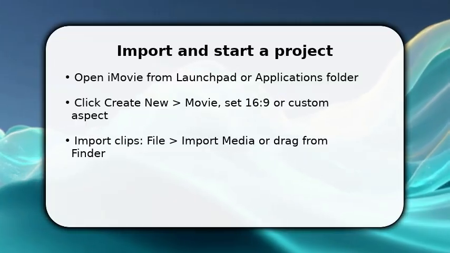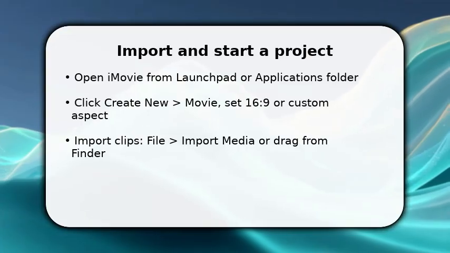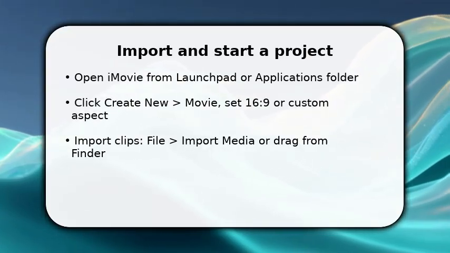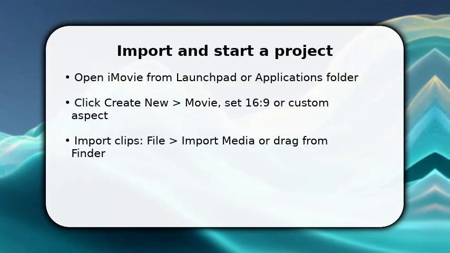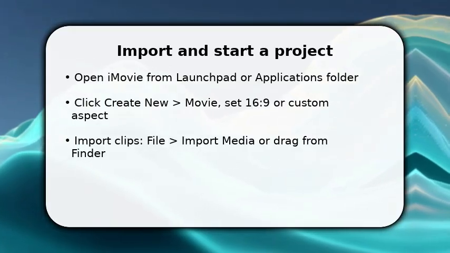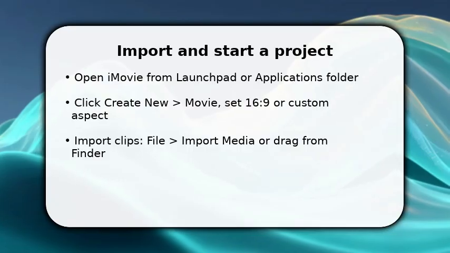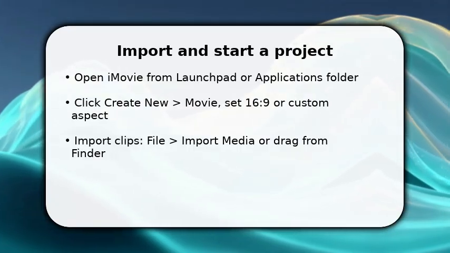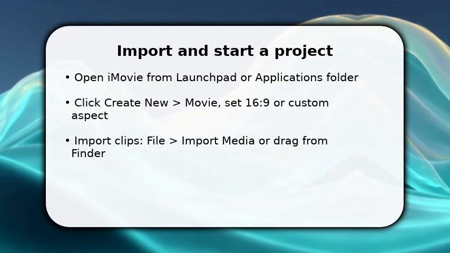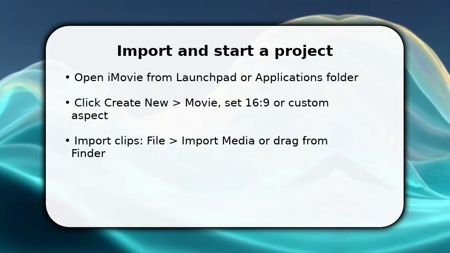You begin by creating a movie project and importing your footage so iMovie can manage files. Start a new movie, then drag clips from Finder or use Import Media. This keeps originals safe while iMovie creates optimized copies. Once clips are in the library, skim and mark favorites or splits to speed editing.